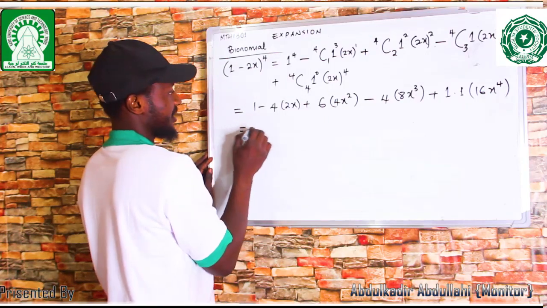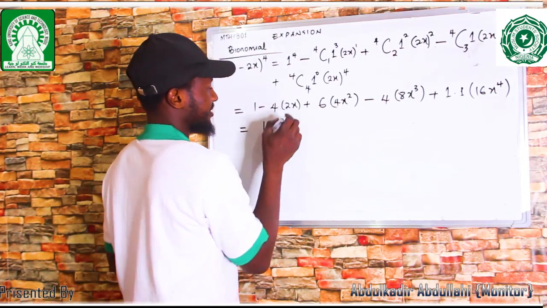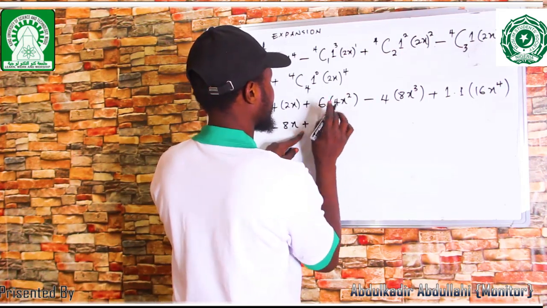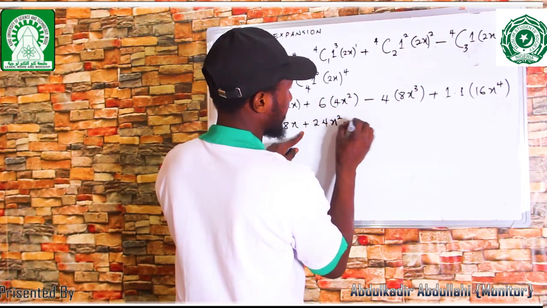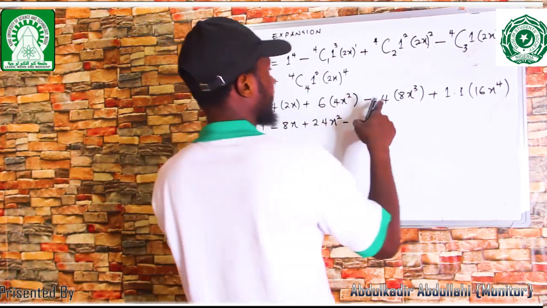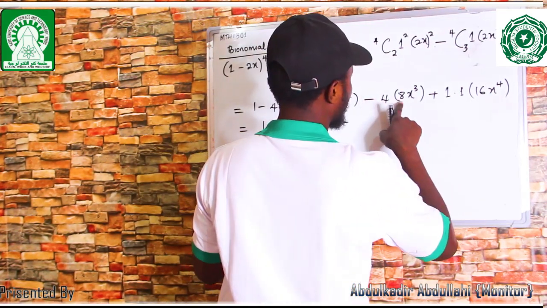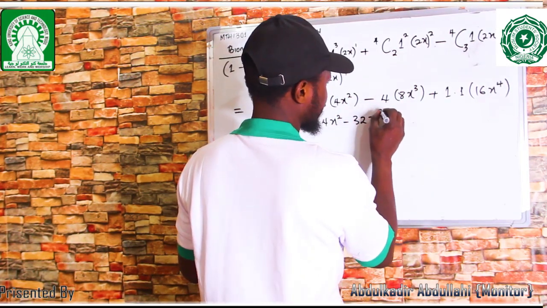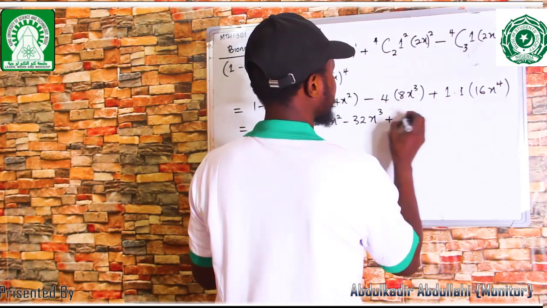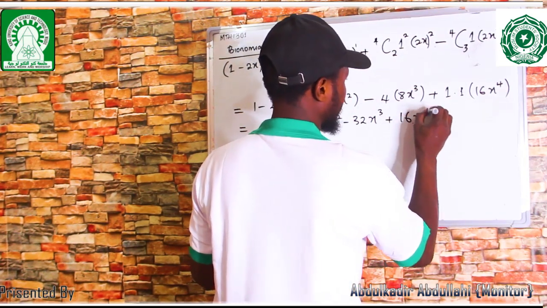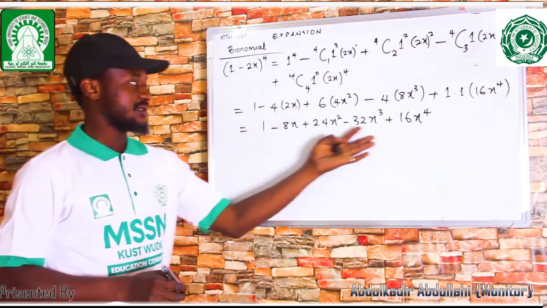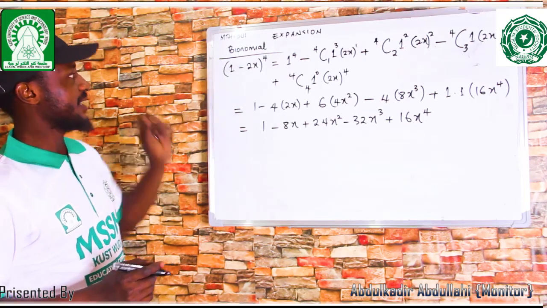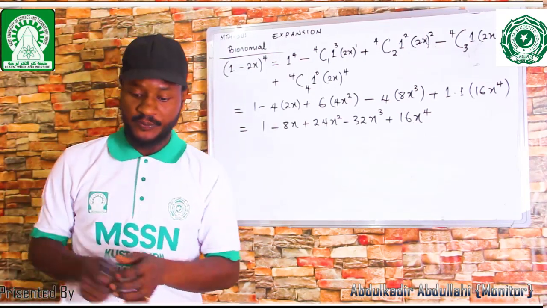Now let's multiply it. At last we are going to have 1 minus this times this is 8x, plus this times this is 4 times 6 is 24x squared, minus 4 times 8 is 32, x power 3, plus 1 times 16 is 16x power 4. So this one is the expansion of 1 minus 2x all power 4.